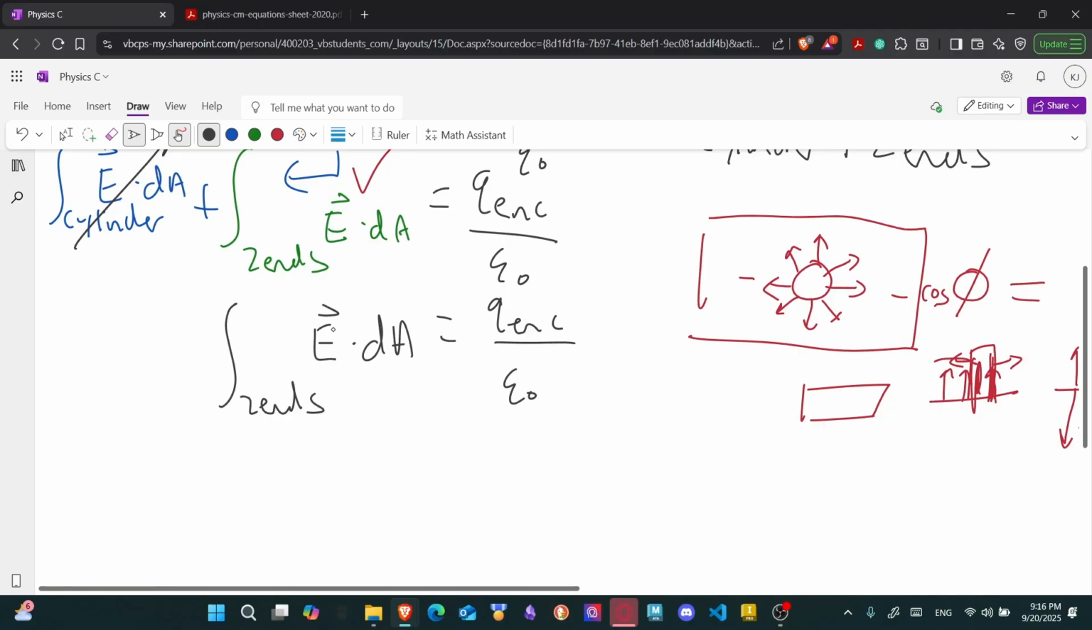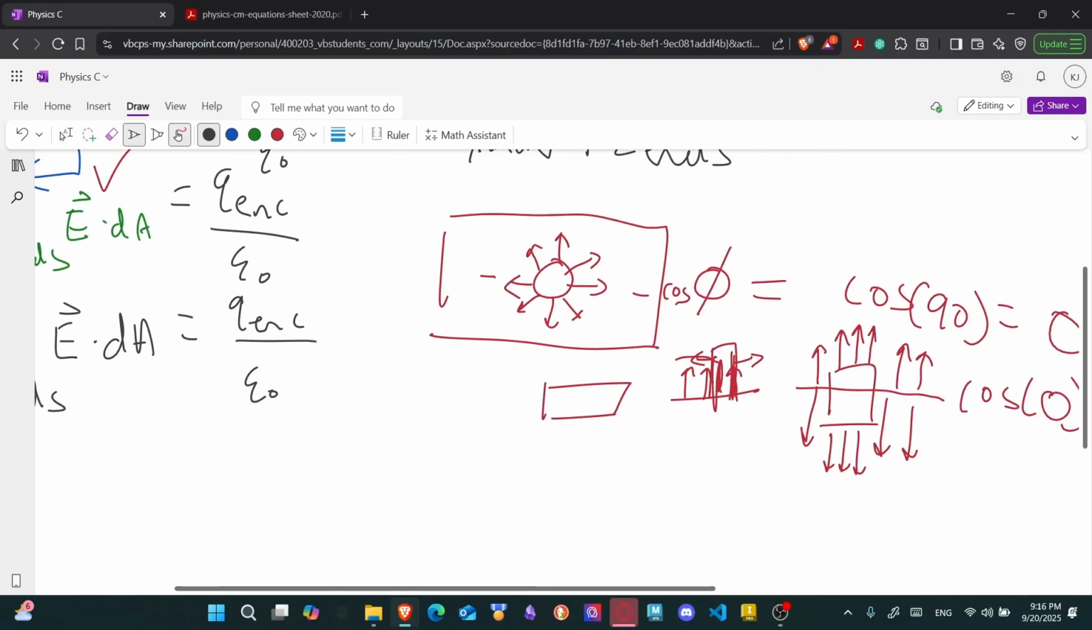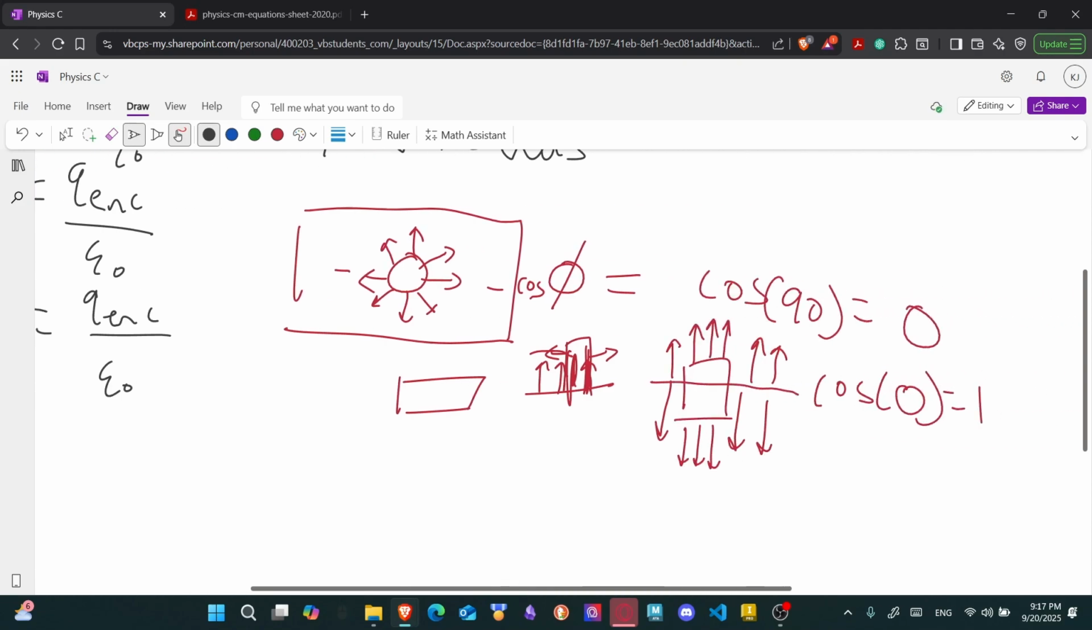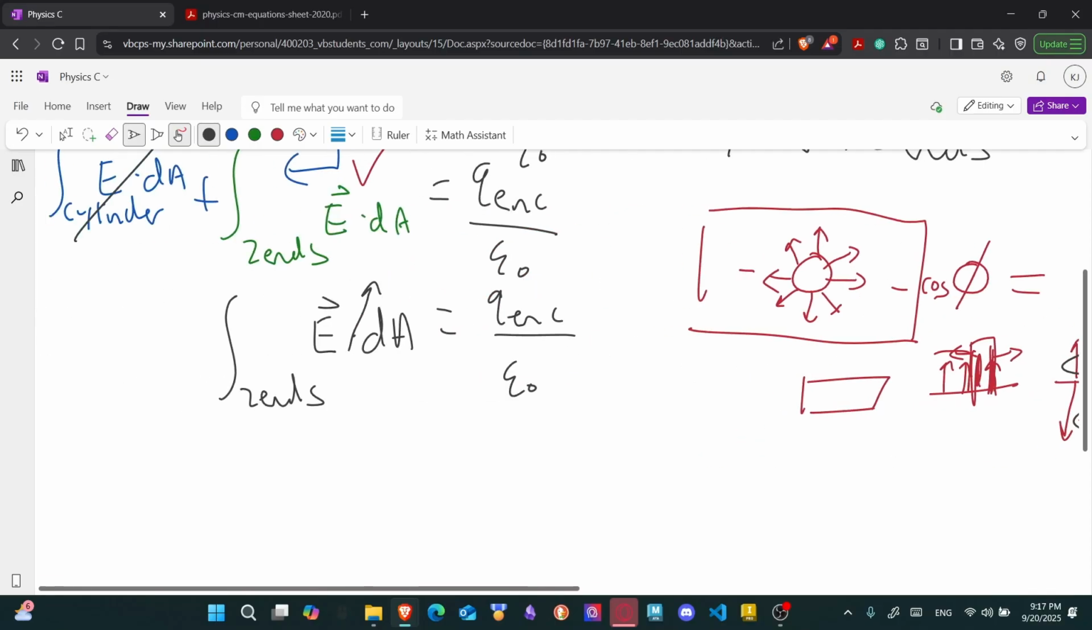Okay, so the dot product we can take out because the field is parallel to the surface normal. So the dot product is gone. And for the two ends, since the field is up here and down here, and we're looking for the total electric field, it'll be just multiplied by 2. So two times the integral of E dA is equal to Q enclosed over epsilon naught.